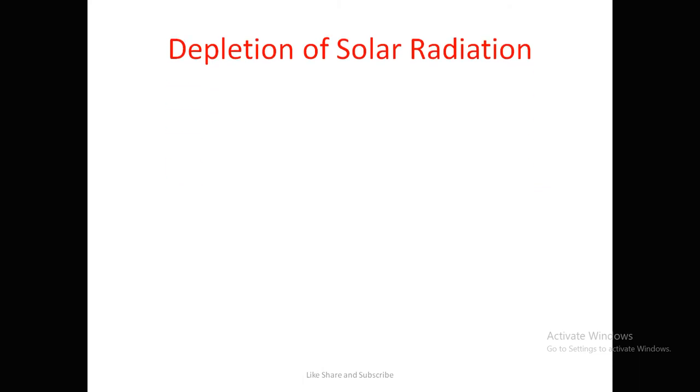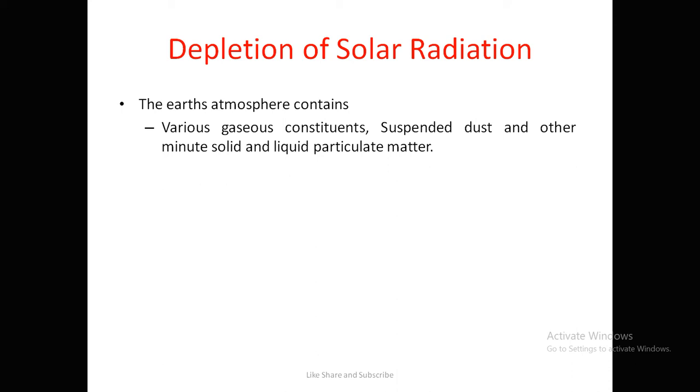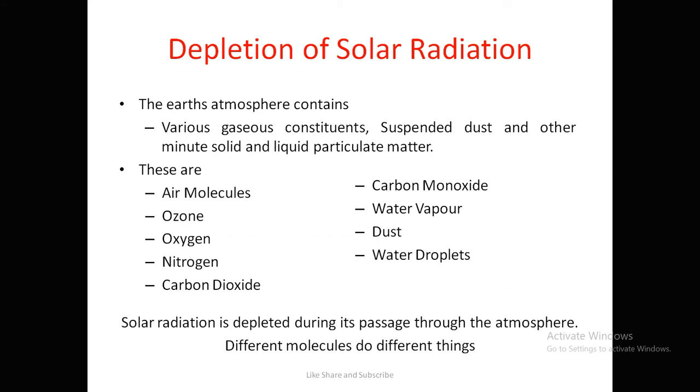So let us move on. Depletion of solar radiation. After seeing this diagram, we can say that some radiation has been depleted while traveling from the sun to Earth, after entering the Earth's atmosphere. Why does this happen? Because the Earth's atmosphere contains many things. Various gaseous constituents, suspended dust, and other minute solid and liquid particles are present in the atmosphere. What are those? Air molecules, ozone, oxygen, nitrogen, carbon dioxide, carbon monoxide, water vapor, dust, and water droplets. These are the things the Earth's atmosphere contains.